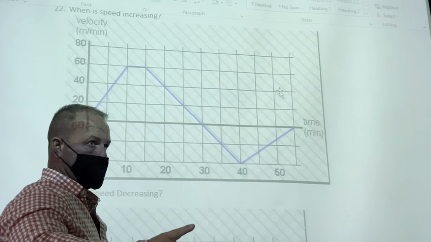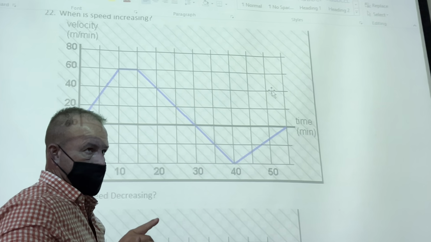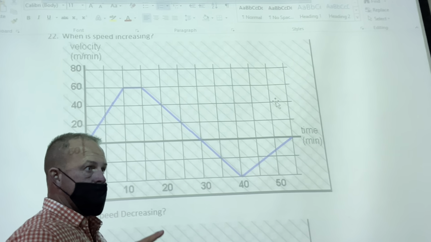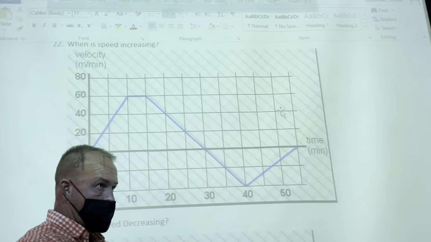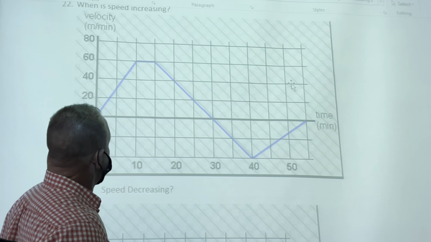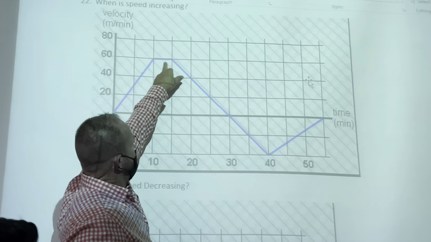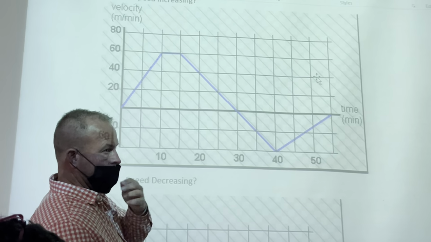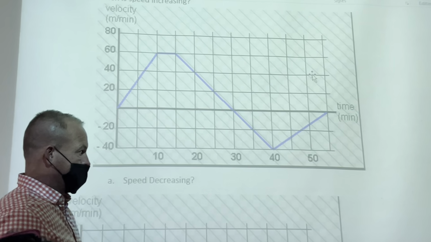I'm going to follow up on this because this was on your last test and we didn't talk about it. I might ask you this as a follow-up. Speed is a maximum. Speed is the absolute value of velocity. So speed would be a maximum from here to here because it has the highest absolute value of velocity.